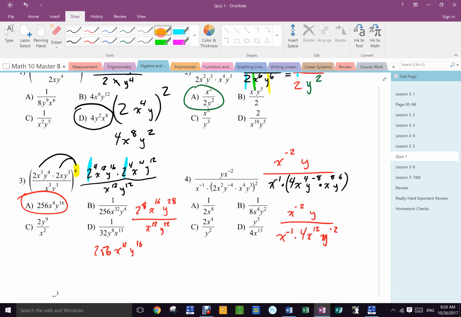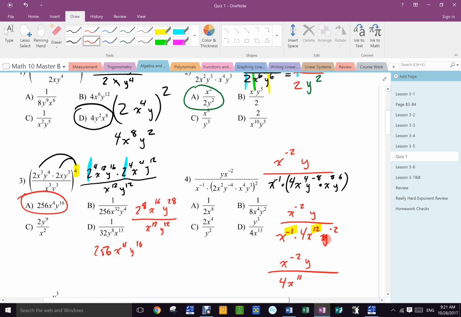Now, choose a new law and follow it up. I don't like this. It's yucky on the bottom, yeah? So let's deal with it. What's going to happen with the negative 1 and the 12? Because that's x and x, right? So what happens with the negative 1 and the 12? X to the 11. Nice, because negative 1 plus 12 is positive 11.